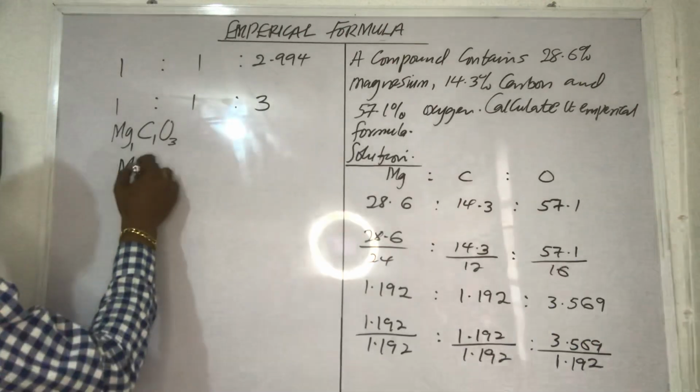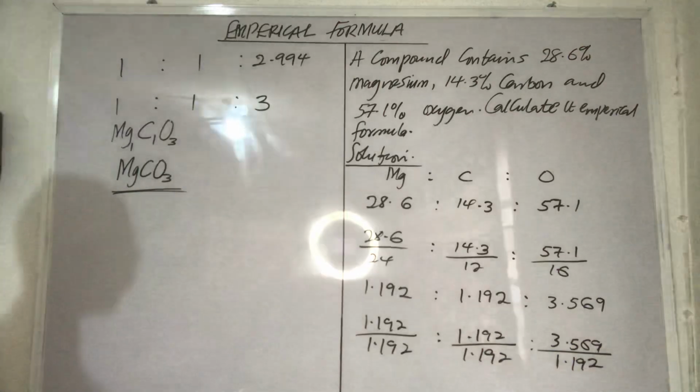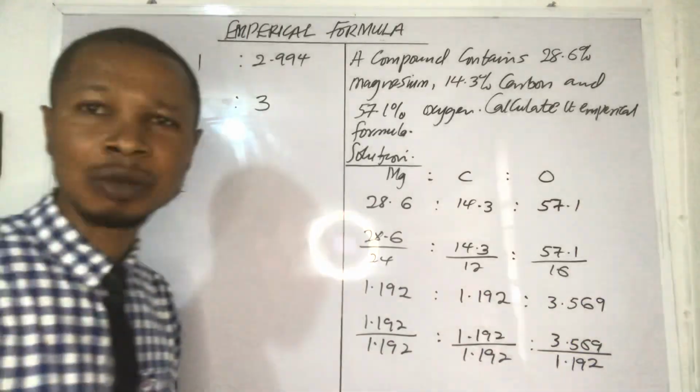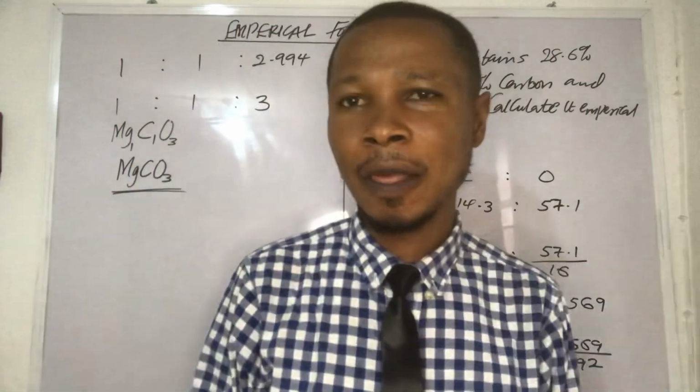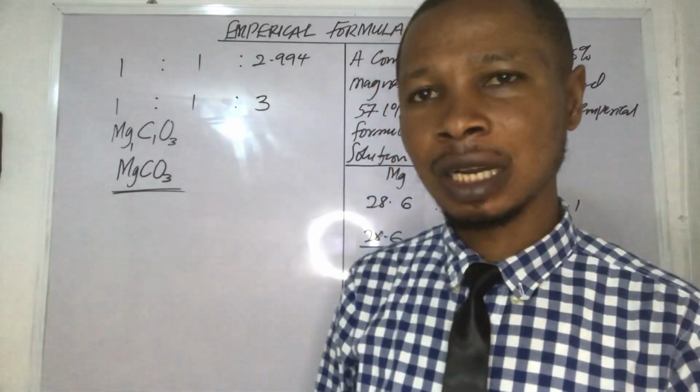So the formula will be MgCO3. So the empirical formula of the compound is MgCO3. So this is how to calculate empirical formula of a compound. More examples are still coming for better understanding.